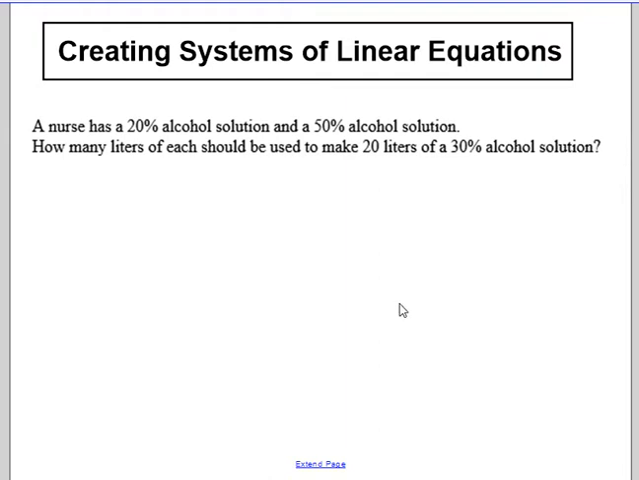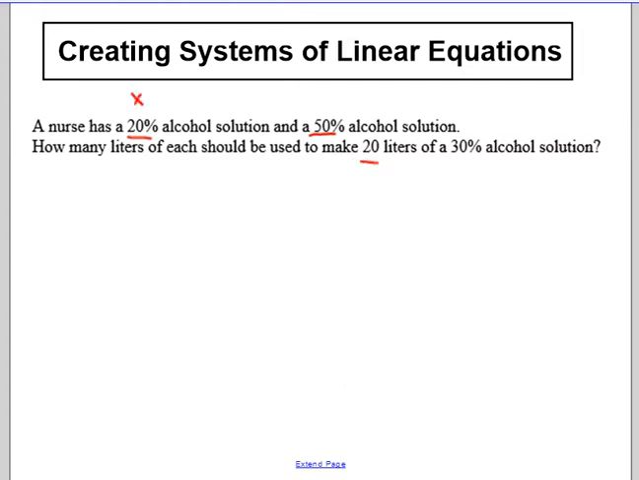Okay, so how is she going to do this? That's what we're going to do right here. Anytime you get these kinds of problems, you're going to want to write two types of equations. One is strictly quantity, like how much does she have? Well, she's going to take this 20% solution and mix it with the 50% solution, and when she's done, she's going to get a 30% solution.